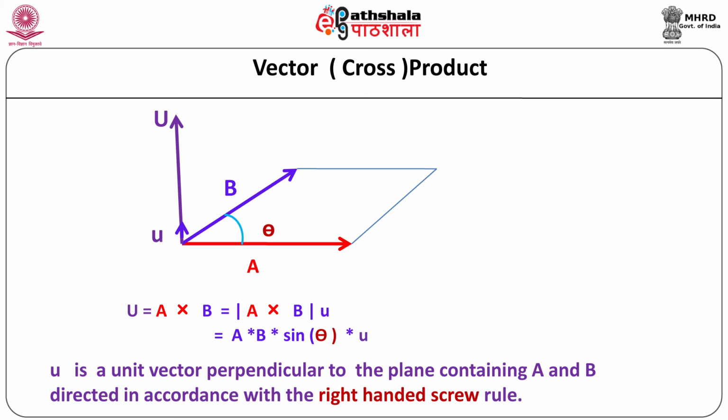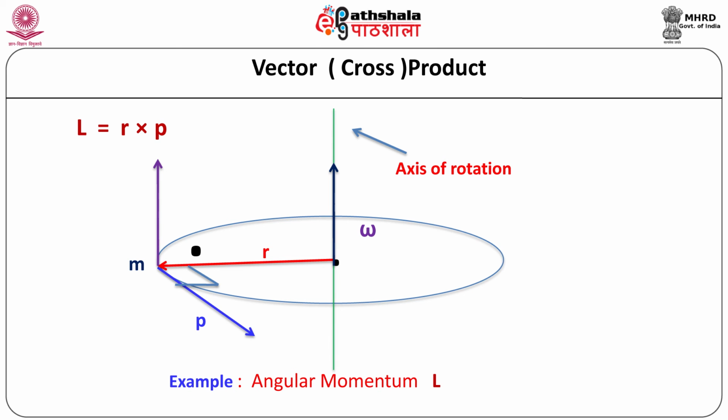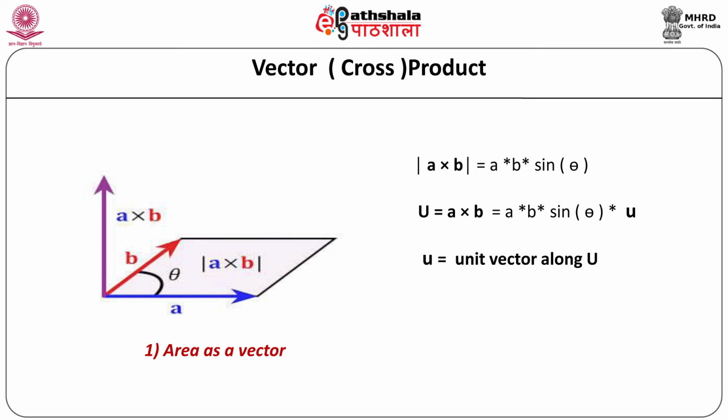It has a magnitude which is equal to the product of magnitudes of the two vectors and sine of the angle between the two vectors. It is directed in a direction perpendicular to the plane containing the two vectors and has a sense upward or downward as per the right-handed screw rule. Angular momentum, torque, moment of force are some of the examples of vector product. It should be noted that area is a vector quantity which is to be frequently accounted for in electrodynamics.